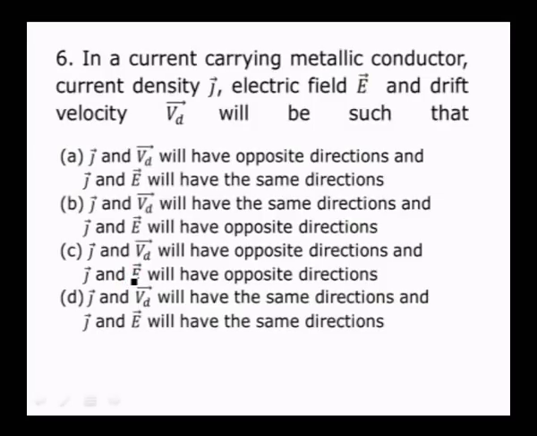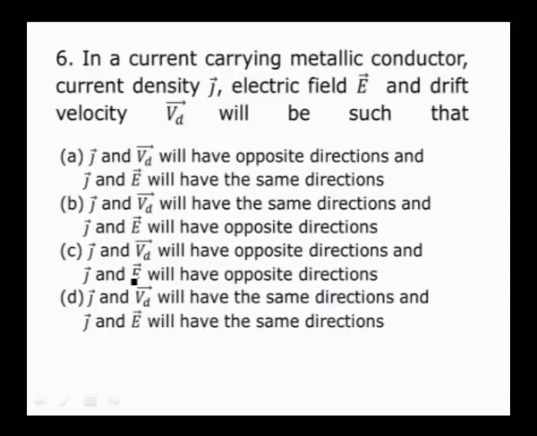In a current carrying metallic conductor, the current density J vector, electric field E vector and drift velocity Vd will be such that, we are given 4 different options. First option, J and Vd in opposite directions and J and E in the same direction. Second option, J and Vd in the same direction, J and E in opposite directions. Option C, J and Vd in opposite directions and J and E in opposite directions. Option D, J and Vd in the same direction, J and E in the same direction.